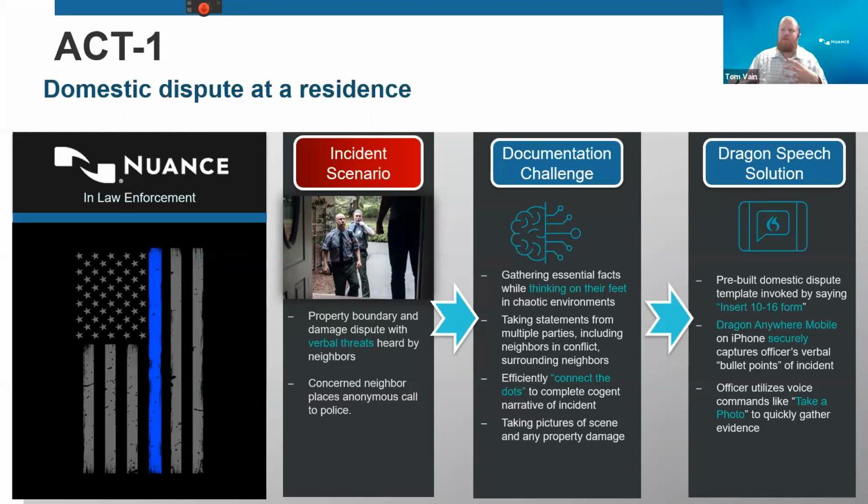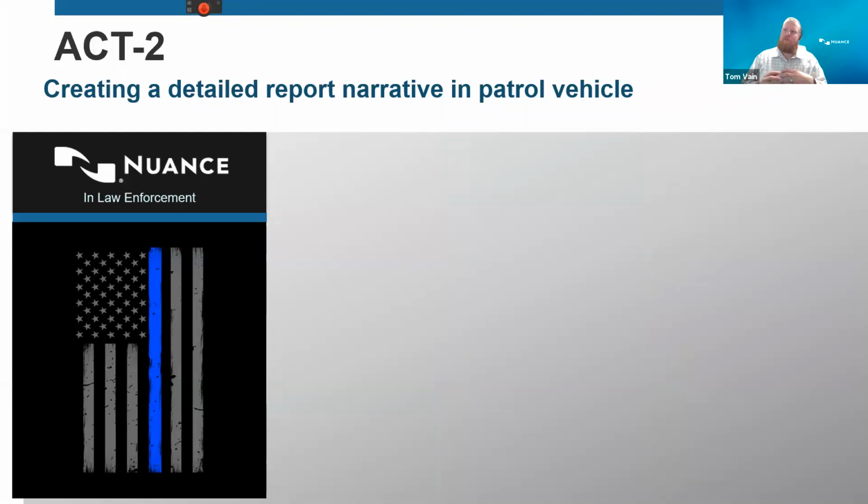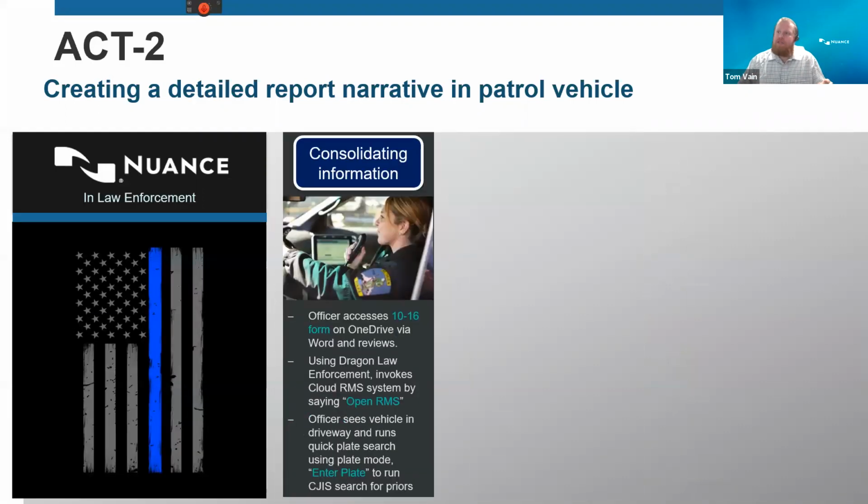Now, switching gears a little, let's change that report to a more narrative style report back in the vehicle. This is what I'll be showing you today out of Dragon Law Enforcement, the more offline version of Dragon, where all the recognition happens where Dragon is installed. In this challenge, you're in the vehicle. You don't always have an internet connection. You don't have a lot of wiggle room to move around. You're wearing enough equipment as it is that trying to turn and type at the same time is not really ideal.